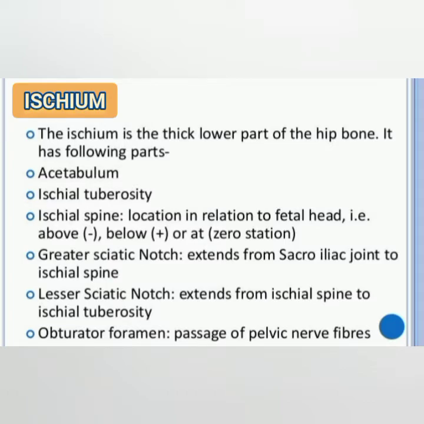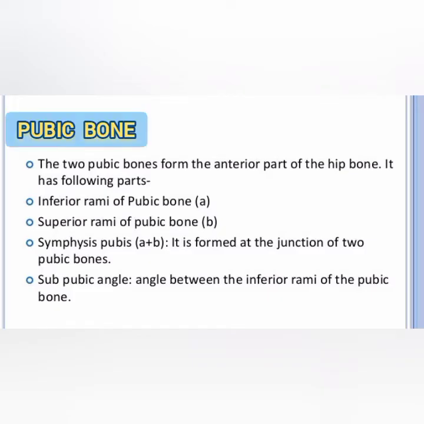Okay. Then comes the pubic bone. It forms the anterior part of the hip bone. It has following parts: inferior rami of pubic bone, superior rami of pubic bone, symphysis pubis, which is formed at the junction of two pubic bones. Subpubic angle is formed. It is the angle between the inferior rami of the pubic bones.